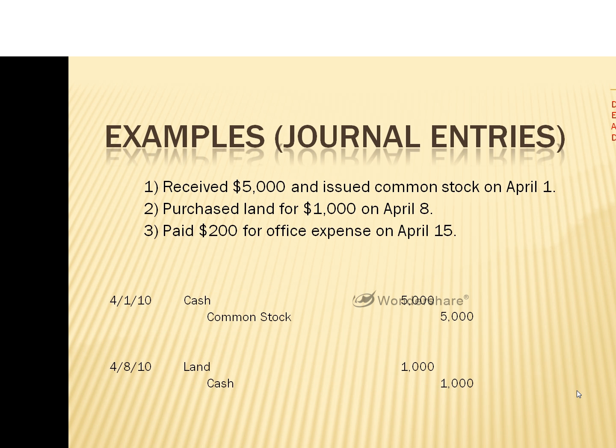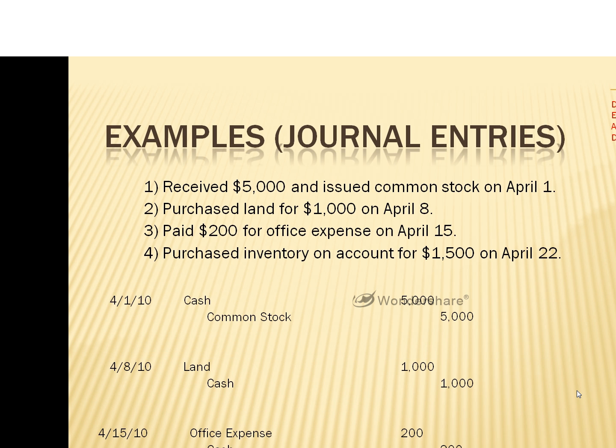Our third transaction is we pay $200 for office expenses on April 15th. We bring in our date, followed by our debit, which is our office expenses, because we know from our acronym T account that to increase an expense, we need to debit it. And then we use the cash to pay for that, so we are going to credit it to decrease our cash or our asset.